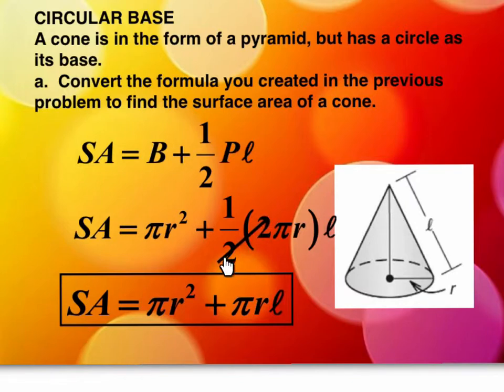The 2's can reduce and cancel out. And so now we're left with this equation for the surface area of a cone, which is pi r squared plus pi r multiplied by the lateral height.